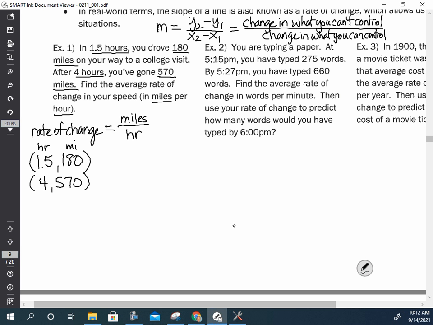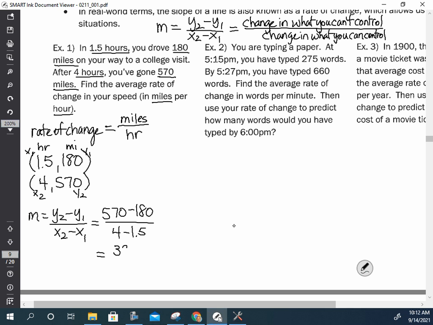To solve it, all you're doing is finding the slope. It's the same y2 minus y1, x2 minus x1 formula. So x1, y1, x2, y2: 570 minus 180 divided by 4 minus 1.5. So 390 divided by 2.5.